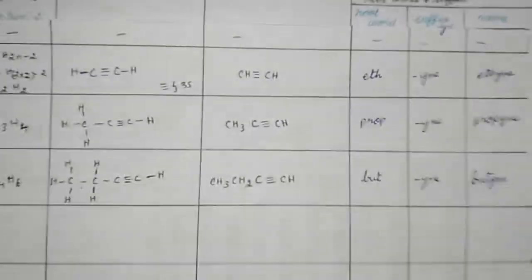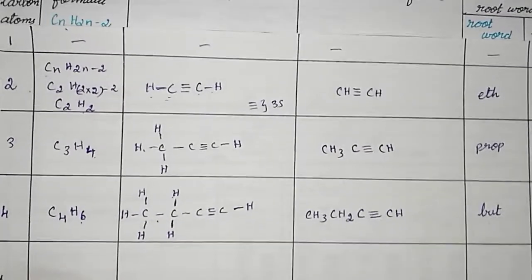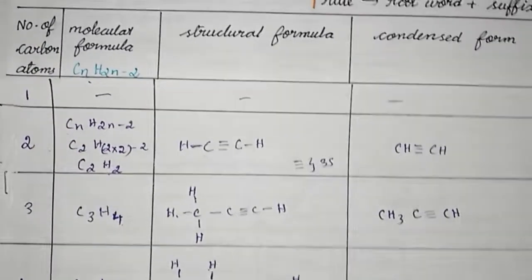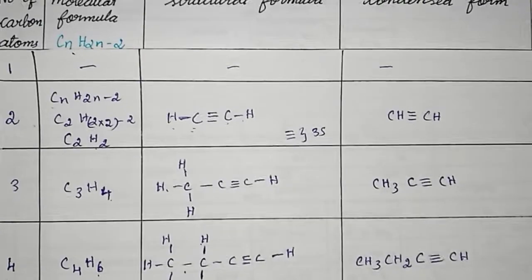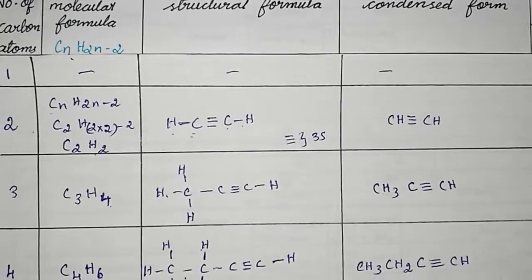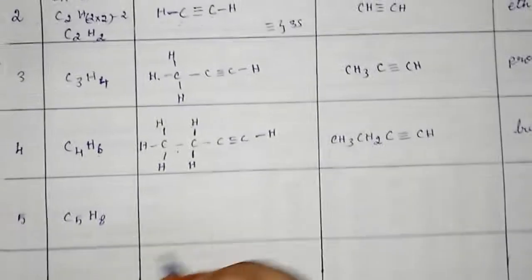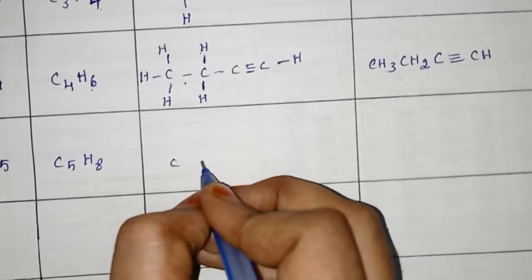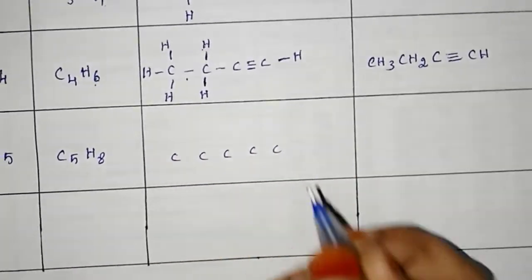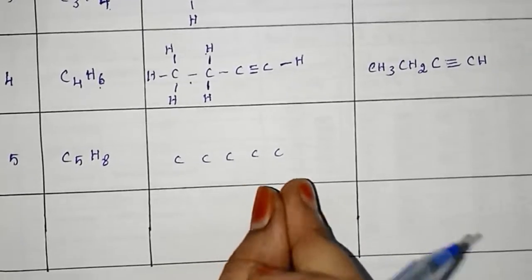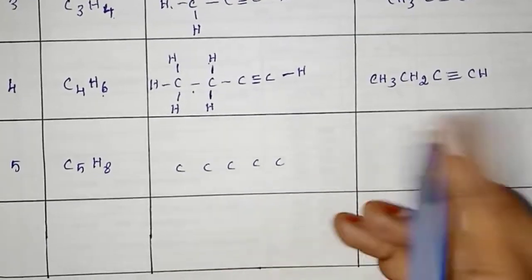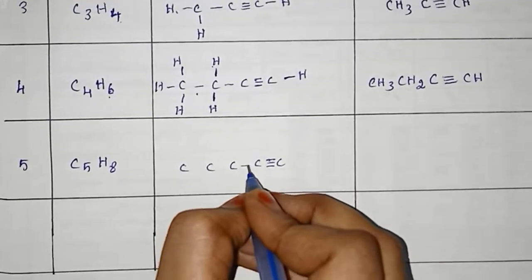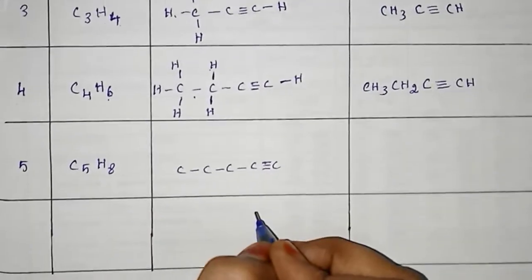Okay. And next, number of carbons 5. So we substitute in CnH2n minus 2. Instead of n, we substitute 5. We get C5H8. Okay. Structural formula. How many carbons are there? 5. So first we write 5 carbons: 1, 2, 3, 4, 5. Okay. Next we fix the triple bond place. Between the last 2 carbons we fix it. So 1 triple bond. Okay. And next the remaining carbons are connected by single bonds.